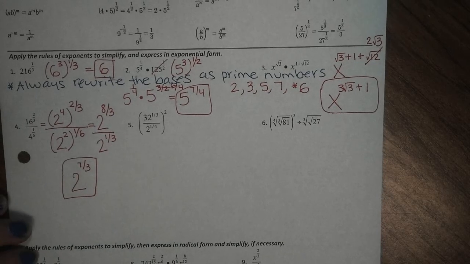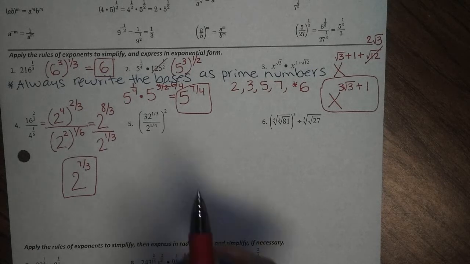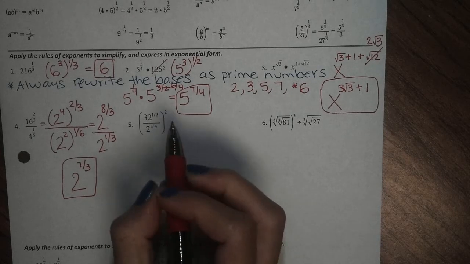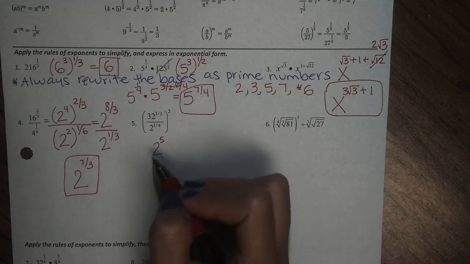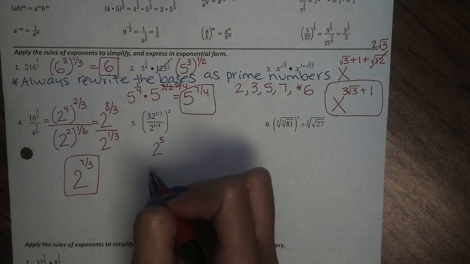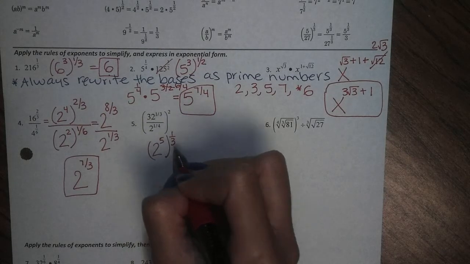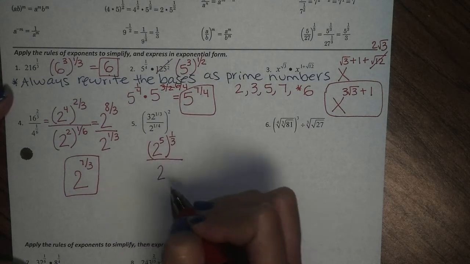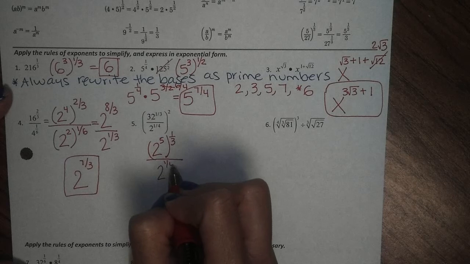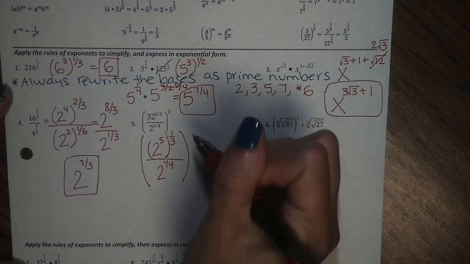And I guess we just keep working on these. Always rewrite the bases as prime numbers. So number 5. I see a 32 there. You need to recognize it as 2 to the 5th, just like I told you in one of the lessons, that's a perfect quintic. So 2 to the 5th, that's being raised to a 1/3. On the denominator, I already have a prime number of 2 raised to the 1/4. The entire thing is being squared.